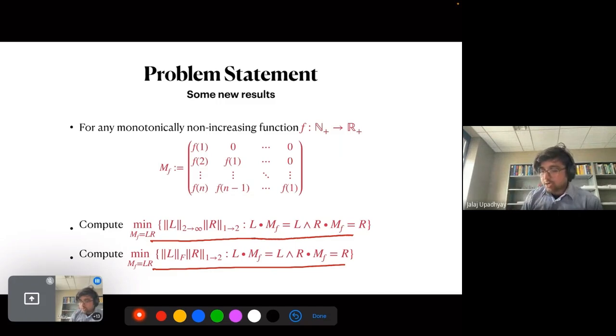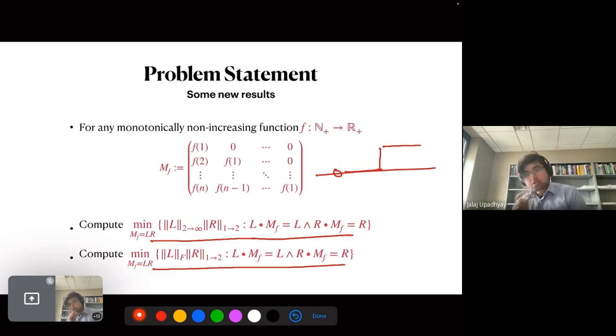And in particular, I can also think about the threshold type function, which covers the sliding window problem: I have 1 up till some window W, and then everything else is 0. So this is also a monotonically non-increasing function. So what can we say?